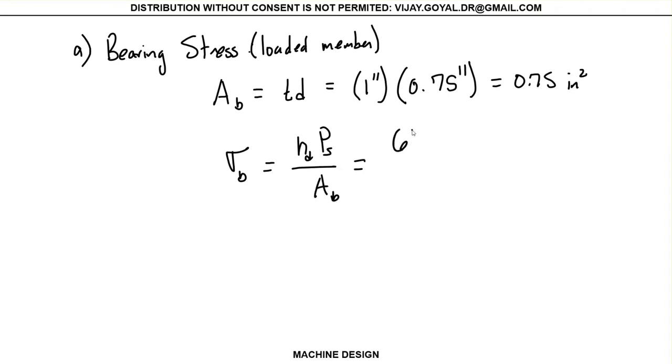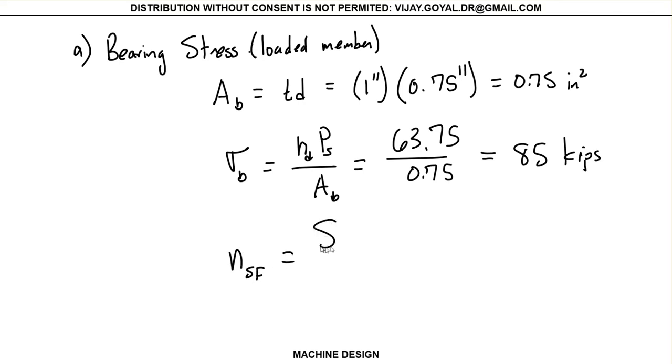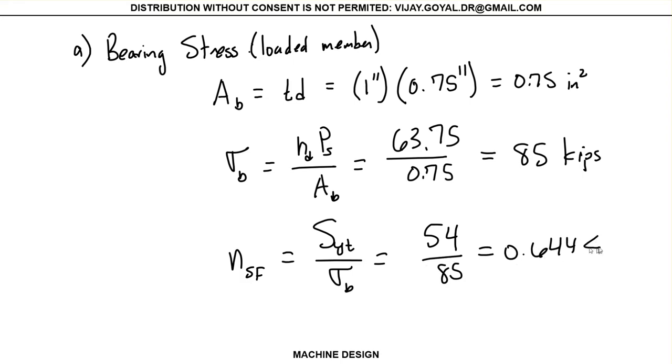This will be 63.75 divided by 0.75. This is equal to 85 kips. So if I now evaluate my factor of safety, it is sigma tensile yield over sigma B, this is 54 over 85, which gives me 0.644, less than 1. This member is not enough to carry this bearing load.